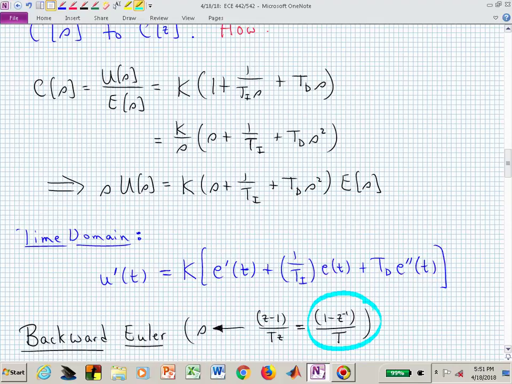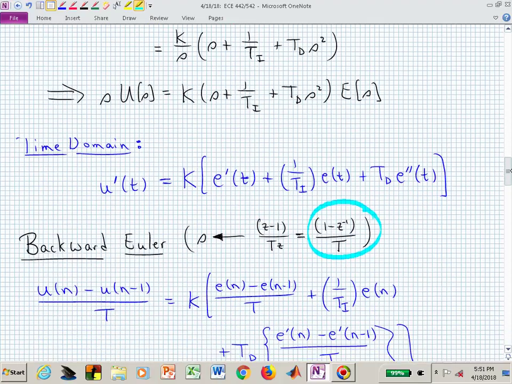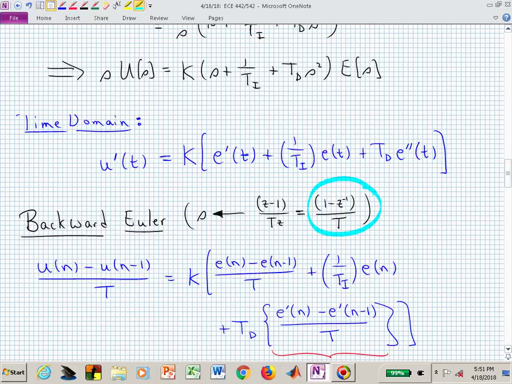And we have a couple of different times that we have to do that in this blue equation. We have a derivative of u, we have a derivative of e, and then we have a second derivative of e. So we'll have to repeat that twice. But hopefully this row now makes sense from the time domain blue equation in the upper half of the page. U prime is just u of n minus u of n minus 1 over T. When you see an e prime, that's e of n minus e of n minus 1 over T.